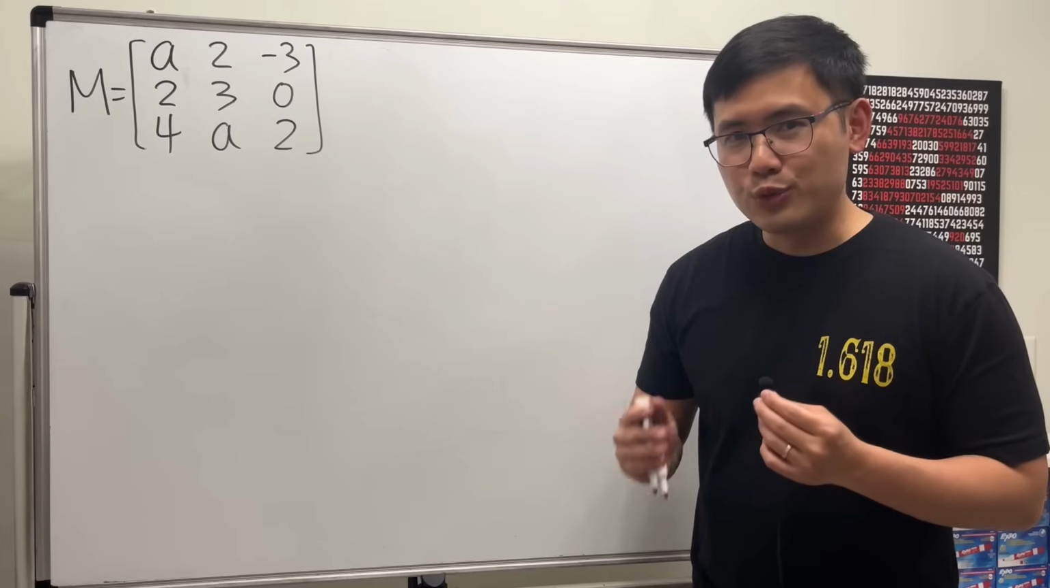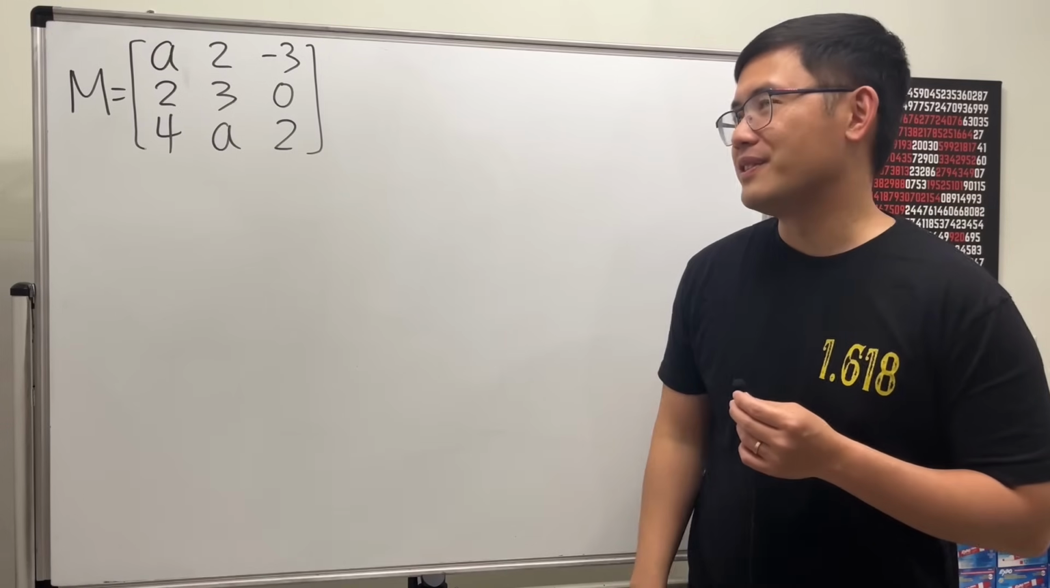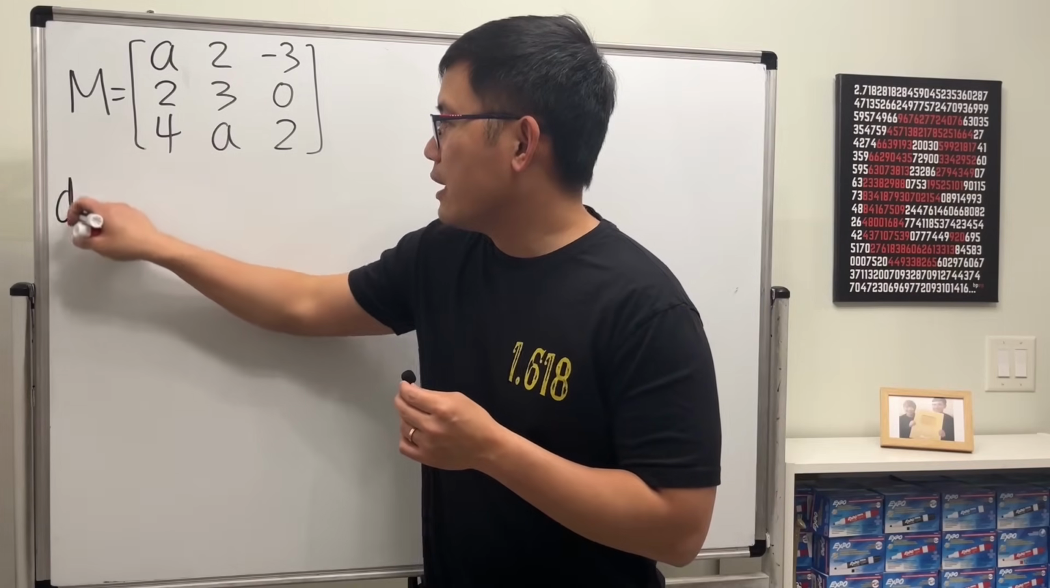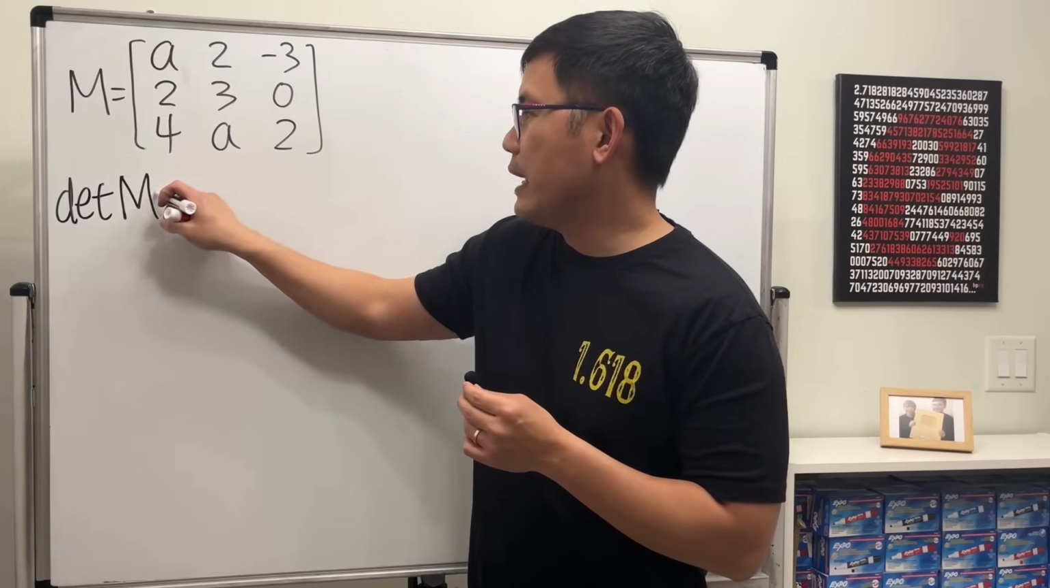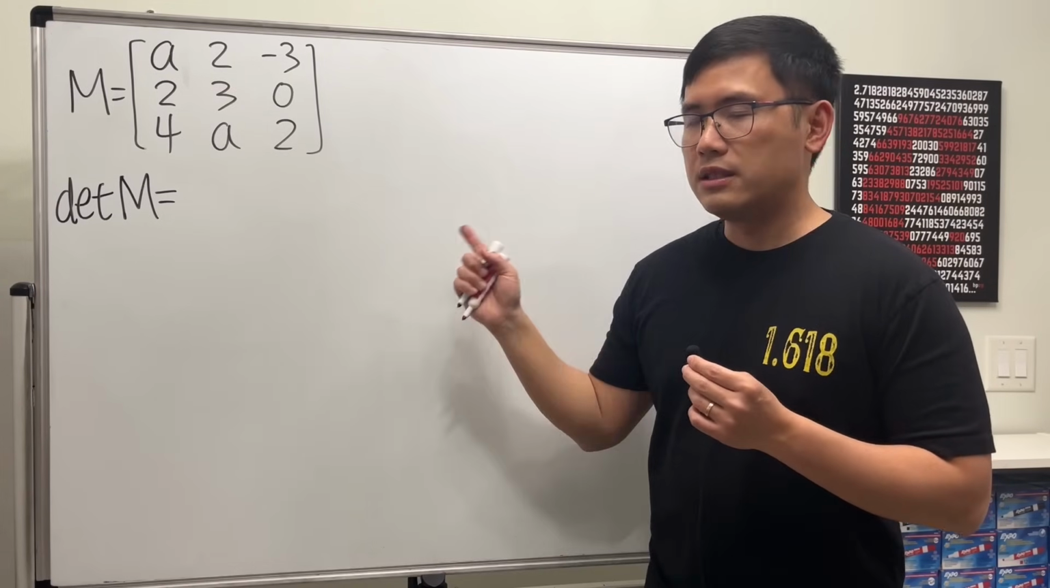I will still show you guys a shortcut because a shortcut does work. It's just I put down the wrong number in the previous video. But anyway, here we go. Let's go ahead and compute the determinant of M. Since this is a 3x3 matrix, we can do the shortcut this way.